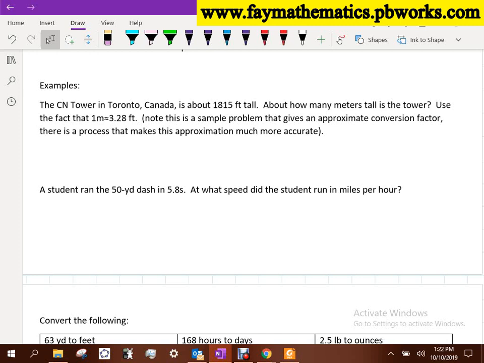If I use 3.28 feet here for 1 meter, that's actually an approximation for a meter. It's not the best. If I use 1 inch equals 2.54 centimeters, that will give me a much more accurate, more precise answer. And we'll talk about that if we have time. All right, but here's the plan. Here's how we do this.